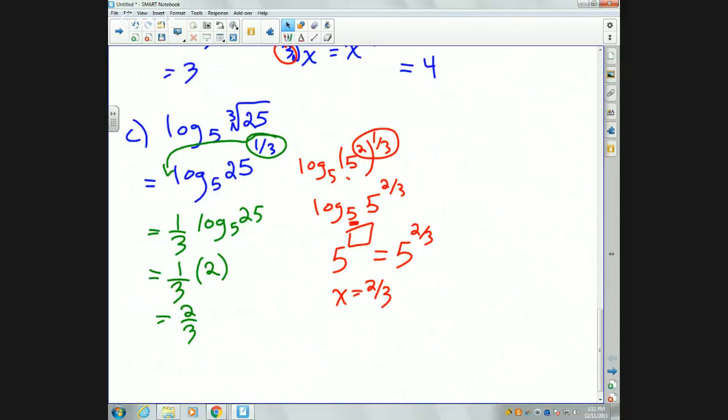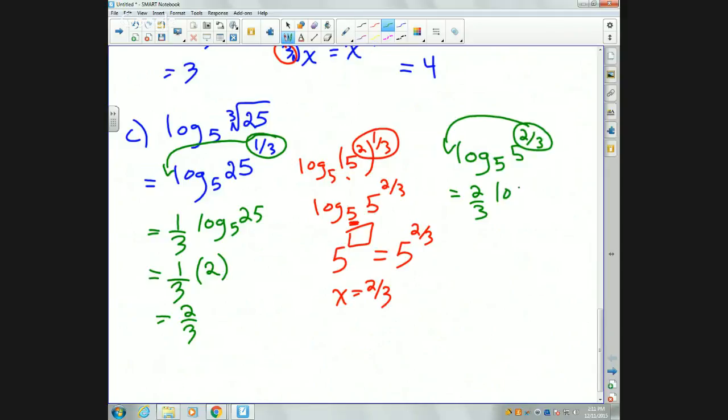You could. You certainly could. I like that you're asking for all kinds of different ways to do this. So Leslie's suggesting, hey, why don't we just pull this 2/3 out here, which we could do. Then we get 2/3 log 5 base 5. 5 to what exponent gives us 5? 1. So this right here is equal to 1. We get 2/3 times 1.